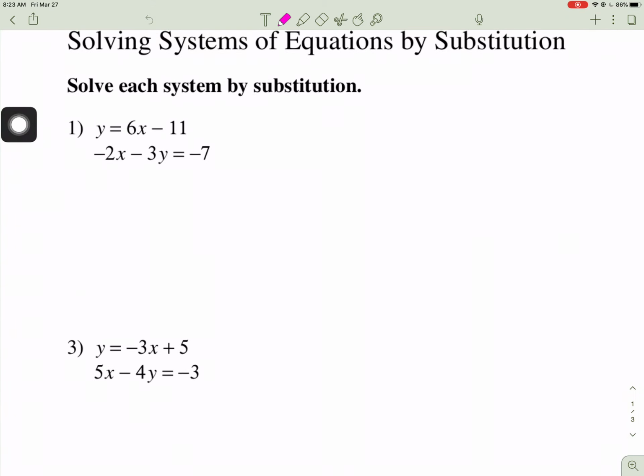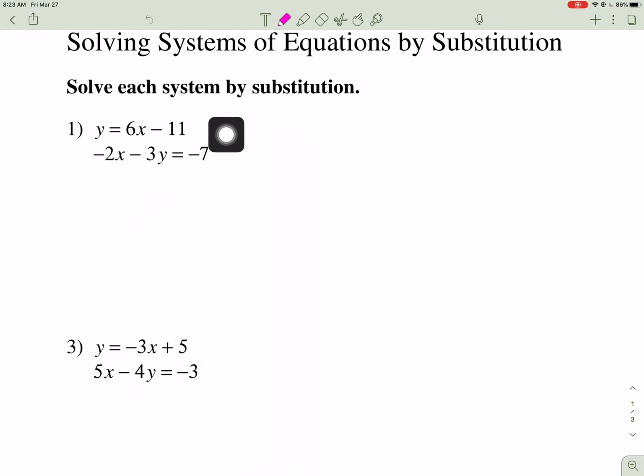The first way we're going to learn is called substitution. So we have two equations here, and yes, we could graph both and it'd be very easy, and the cool thing is you can always still graph both and check your answer, which we'll probably do at the end, but we're going to learn how to use substitution. So when do we use this method called substitution?